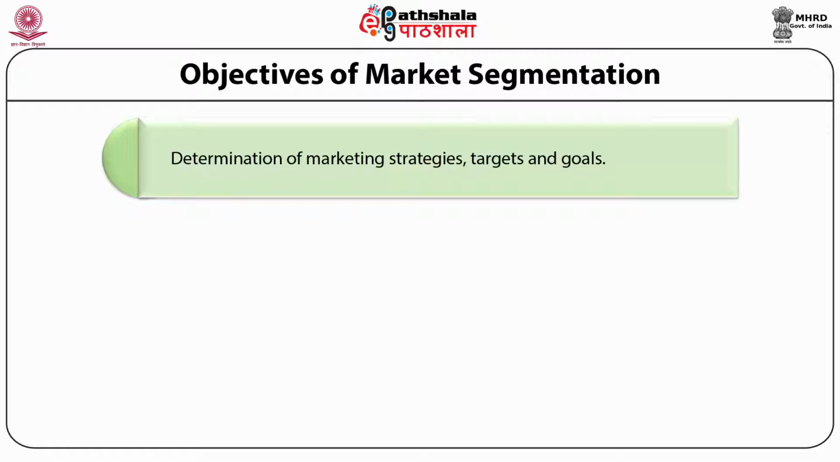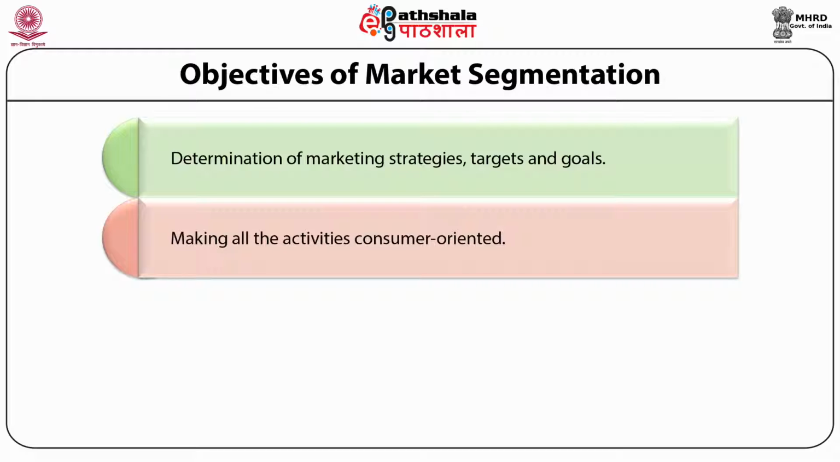for the business firm. Whenever we talk about the determination of marketing strategies by segmenting the market, it helps to determine the product strategies, the pricing strategies, the distribution strategies, and the promotion strategies for a business firm. And accordingly, it also helps to determine the marketing mix for a business firm, that is, what kind of product is to be made, at what price it is to be sold, where it is to be sold, and how it is to be promoted. That is being helped by market segmentation.